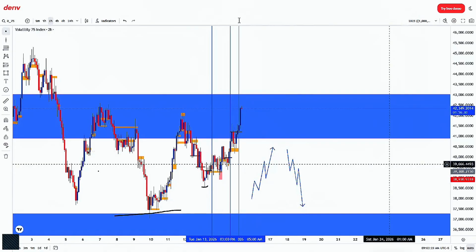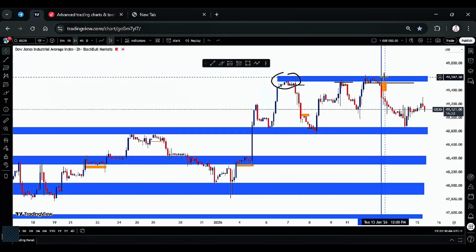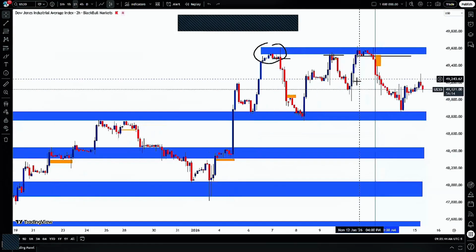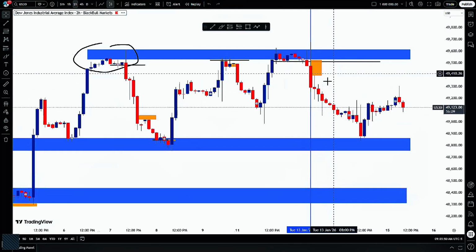Let us go over to our US30 now and see what our US30 is doing. And it's the same strategy I would apply here. Same strategy, nothing different. Same thing. Let me just show you a breakdown on exactly how I would look at it.